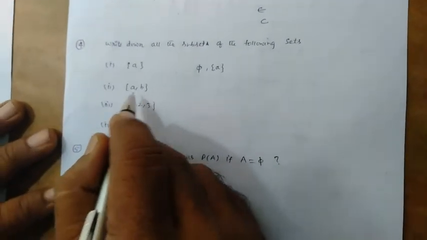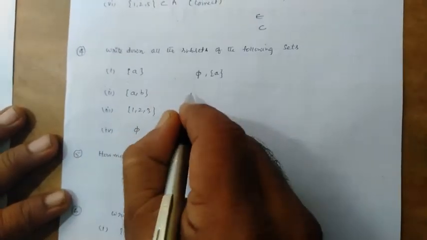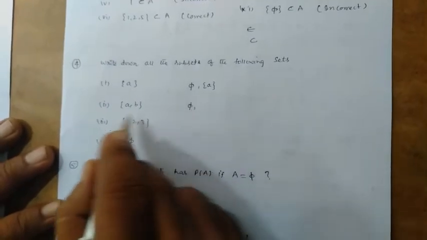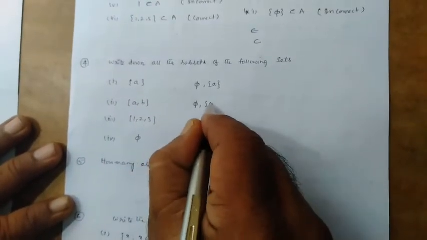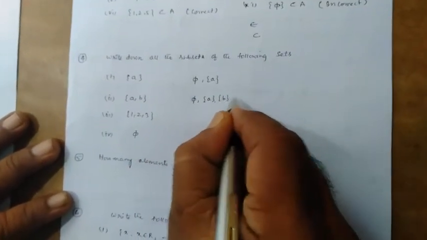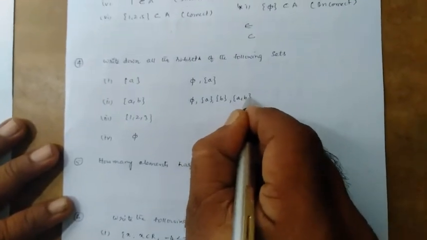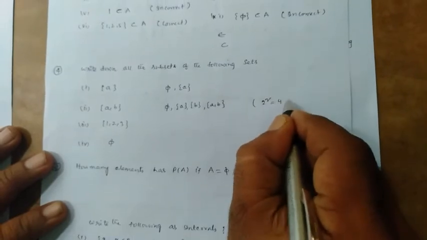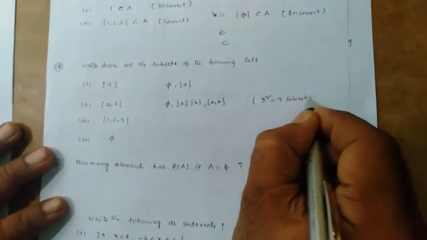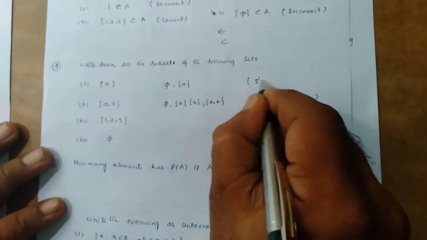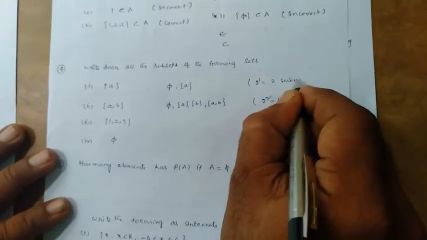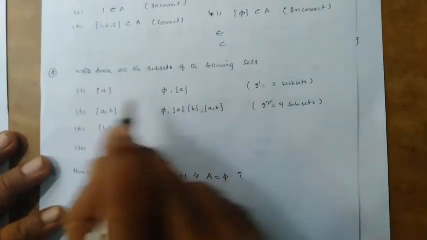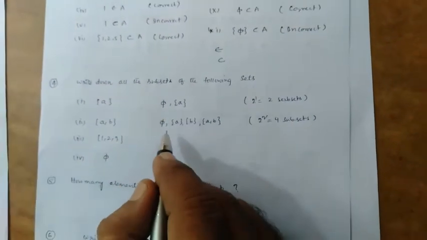And for the set {a, b}, the possible subsets: the null set is a subset for all sets, and singleton {a}, singleton {b}, and the set containing a, b. There exist 2 square, that is equal to 4 subsets. Here 2 power 1, that is equal to 2 subsets, because there exists only one element, so 2 power n subsets will exist for any set.